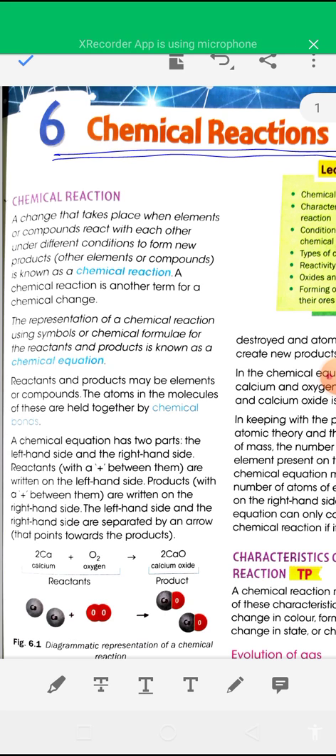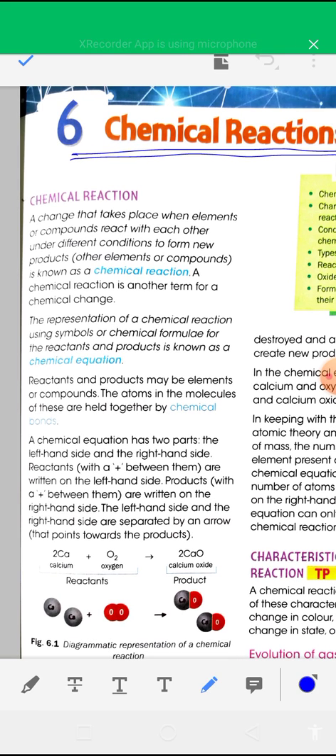A chemical reaction is one type of change that takes place when one or more elements or compounds react with each other under different conditions to form one or more new substances, that is, one or more new products. So what is a chemical change? It is a change that takes place when one or more elements or compounds react with each other under different conditions to form new products.